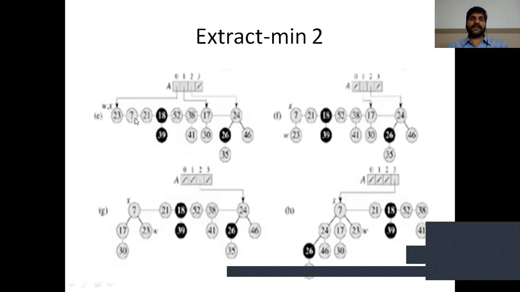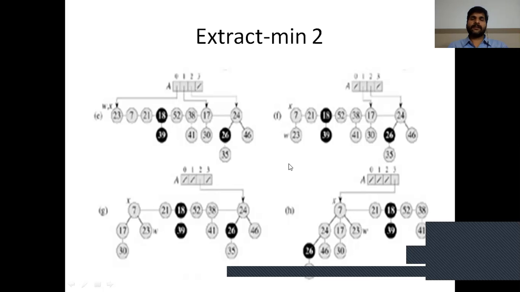Now 7 order 0 and 0 already order stored in database. Then we check which is the minimum key among the 7 and 23. So 7 is minimum. We perform the union. 23 is connected, become a child of 7, or 7 becomes the parent of 23.